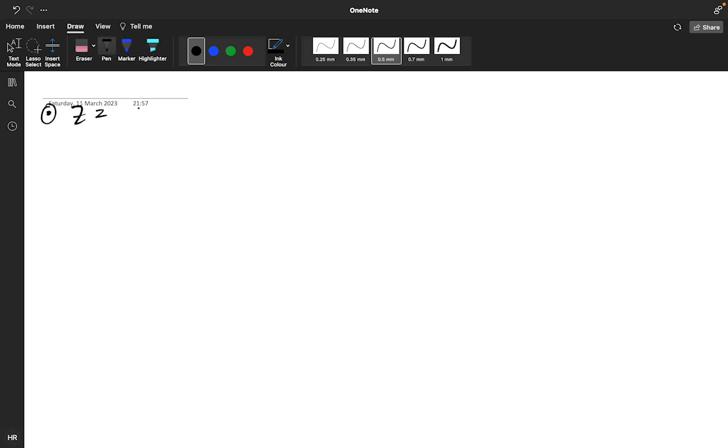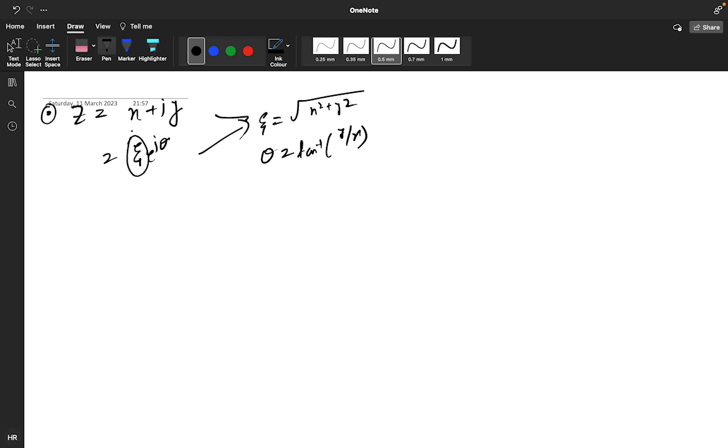Z is equal to x plus jy. What is the meaning of this? If you want to make it in the mod form, this is zeta e power j theta. Zeta means what? Root under x square plus y square, and theta means what? Tan inverse y by x. This zeta is the modulus of this, root under x square plus y square, and theta is the angle, tan inverse y by x.